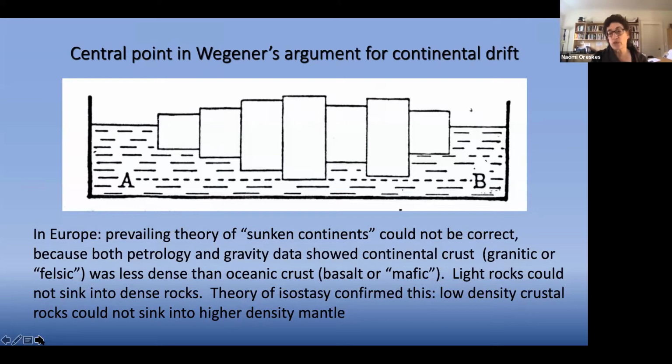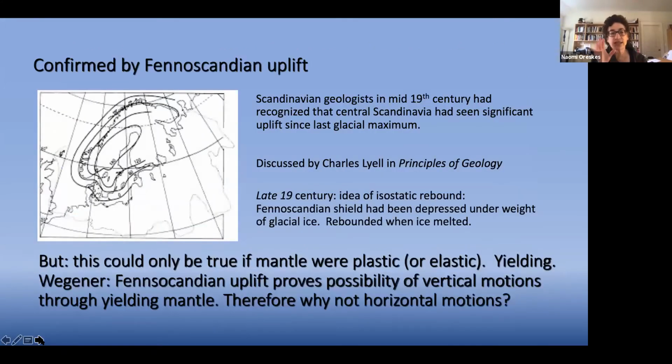And because Hess was working on layered mafic intrusions, we know that he was very aware and very sensitive to these arguments about the crustal differences, or the petrological differences between the crust and the mantle. Now, I just want to say one more thing about isostasy, because it's really important to the whole discussion. The theory of isostasy had been broadly confirmed in the early 20th century. It actually had been confirmed in the late 19th.